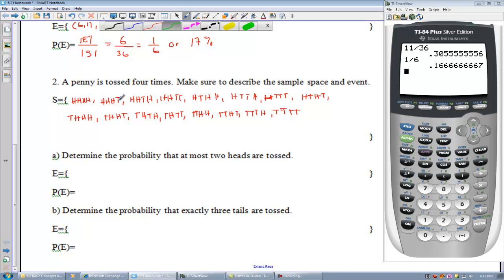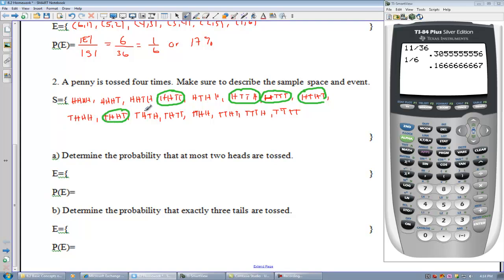So that has 4, so that's no good. 3, that's no good. 3, that's no good. This one's okay. So that has 2. This has 3, no good. This one's okay. This has 2, so at most 2. This has 1, so that satisfies. This has 2, so it's okay. So we'll keep it. This has 3, so no good. This one has 2, so it's good. This one has 2, so it's good. This one has 1, so it's good. This one has 2, so it's good. This one has 1, so it's good. This one has 1, so it's good. And this has none, so it's also good, right? At most 2. If it has none, then it satisfies the condition of at most 2.